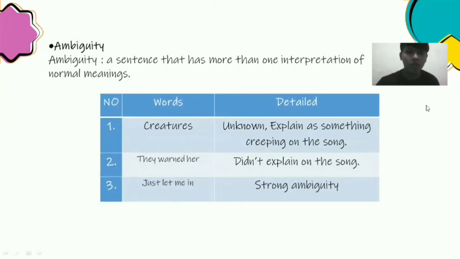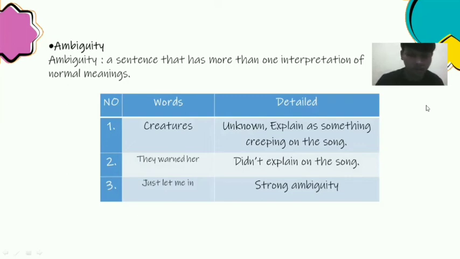Next is they warn her. The song didn't explain the word they, who this they are. They itu kan plural, jadi harusnya ada beberapa orang atau minimal dua. Tapi ini enggak, in the song they didn't explain it. So I put it as having an ambiguous meaning. We didn't know who talked to Lily or who warned Lily about the creatures.